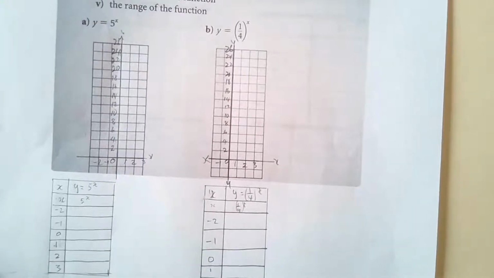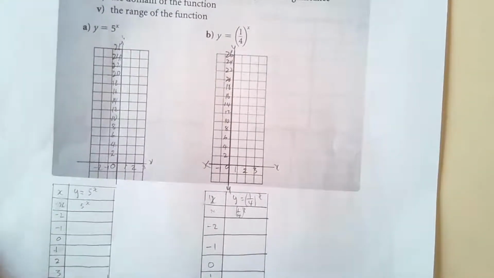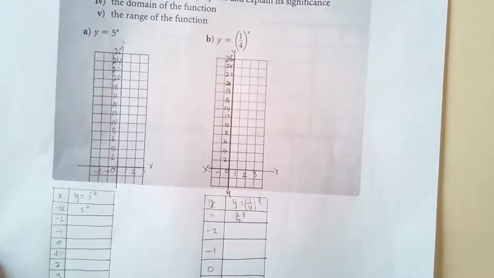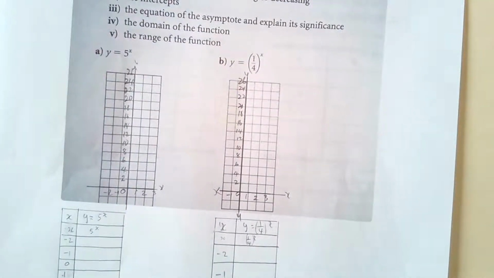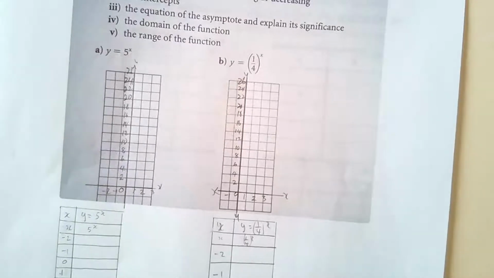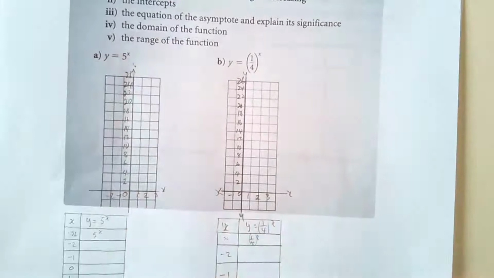So in this example, you were given y equal 5 to the x. And I've created a table of values. And for any one of these questions, a table of values is critical for you to use, because it helps you in your sketching.